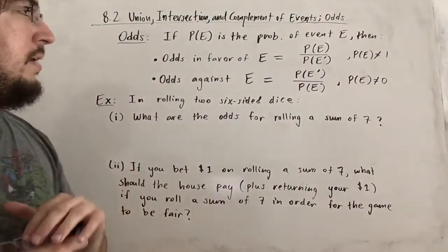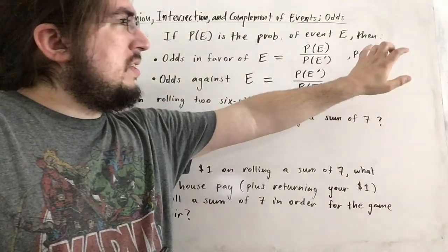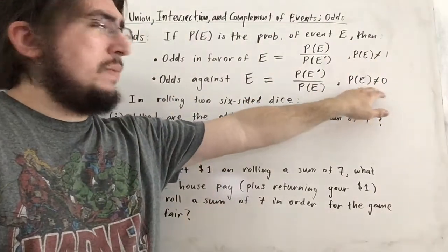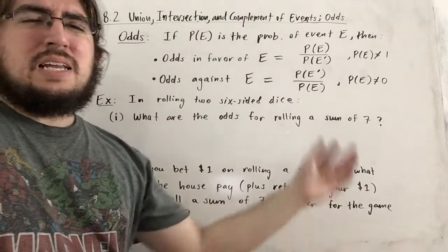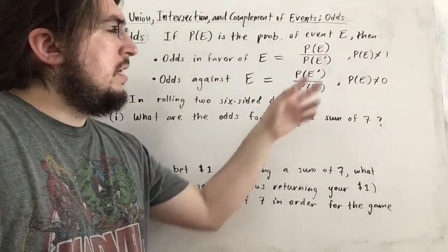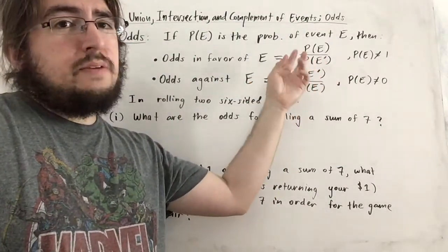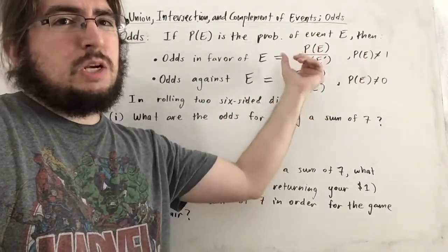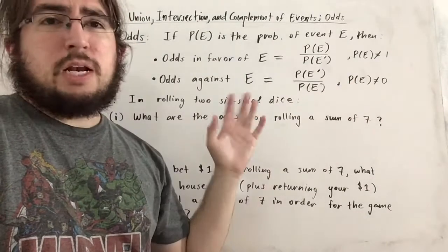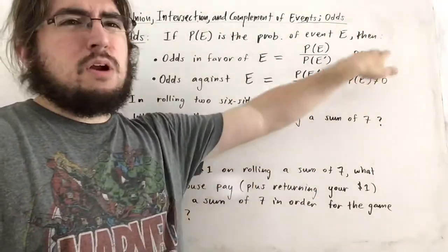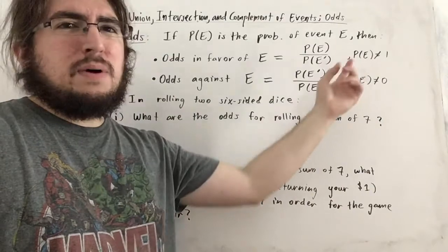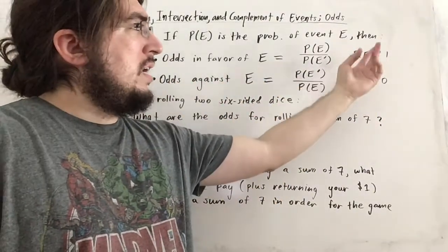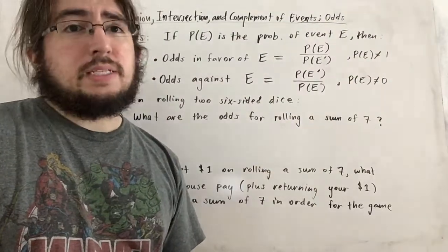All right. Here I just say specifically that the probability of E can't be 1 for odds in favor of E, and the probability of E cannot be 0 for odds against E. And this just ensures that we don't have a 0 denominator. Remember that P of E prime is just 1 minus P of E. So if P of E is 1, then you have 1 minus 1, which is 0 in the denominator. And here you just get straight up 0 in the denominator. So you don't really need to worry about these too much, but if you think about them, it makes sense that the odds wouldn't exist if you have a guaranteed or impossible event, basically.